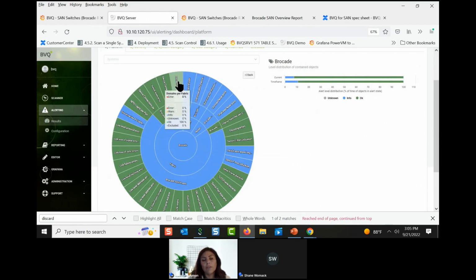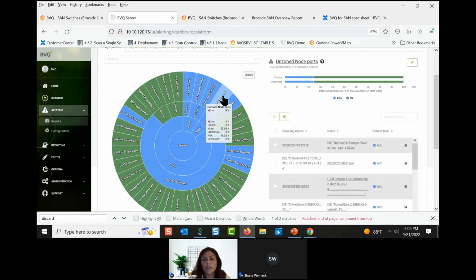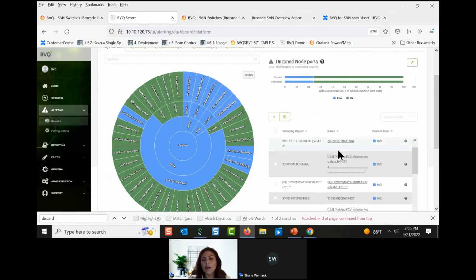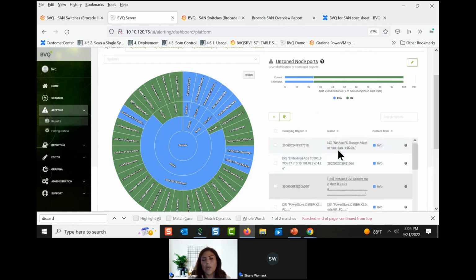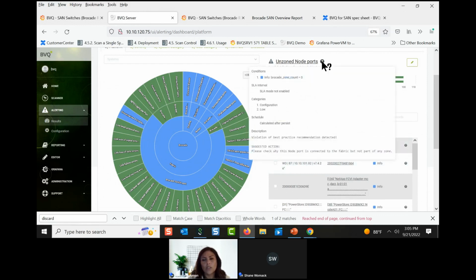Green meaning everything's doing okay. Blue is information. So you can actually select one of these and it'll show you the components that are in either a warning or an error state, and it gives you information on what this is related to with recommendations on what to do next.